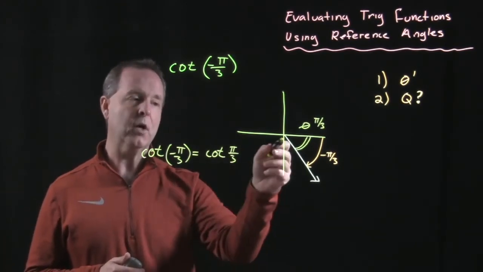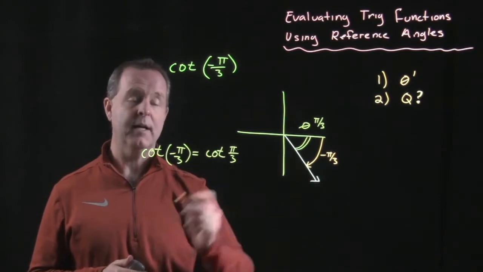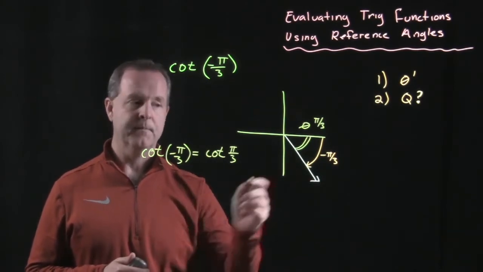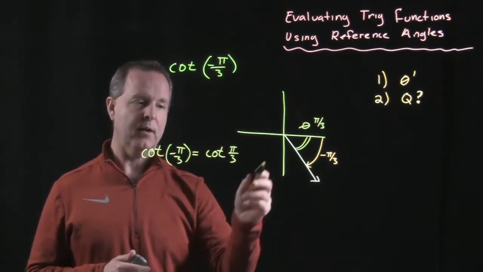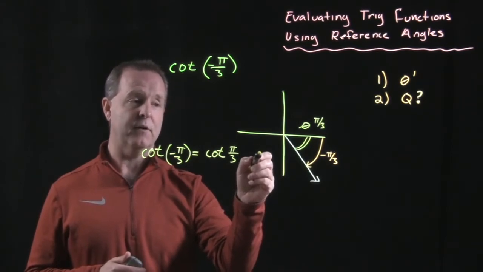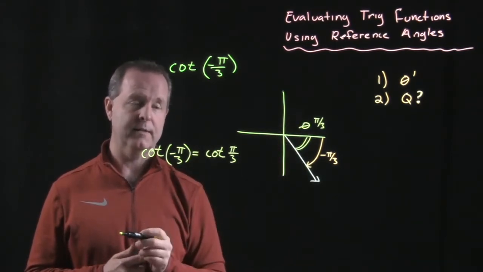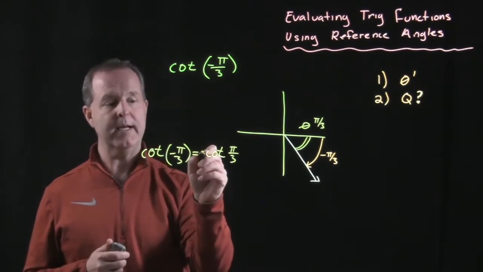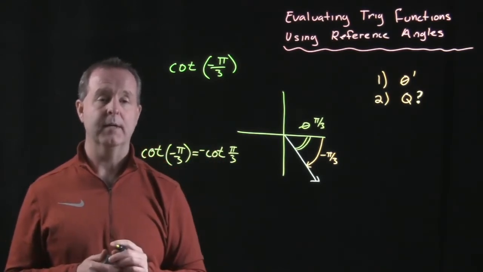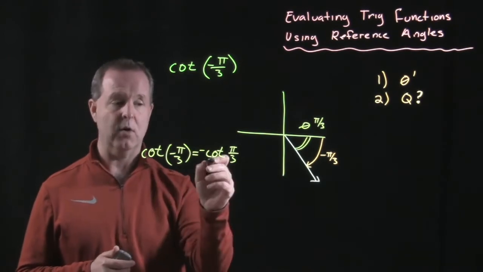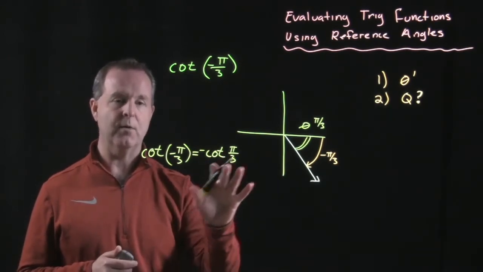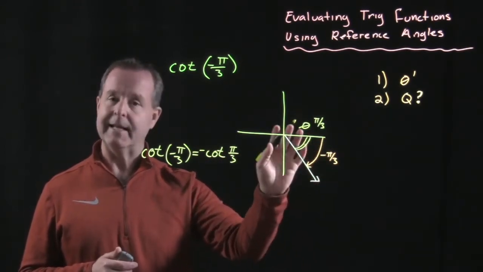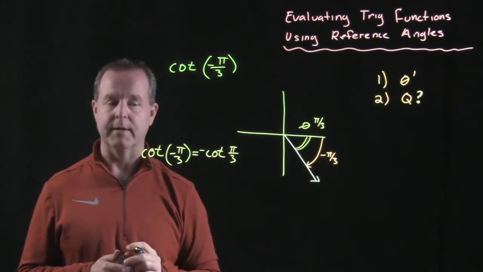What is the sign of the cotangent function in the fourth quadrant? Cotangent is only positive in the first and third quadrants. So in the fourth quadrant, the cotangent would be negative. So I need to insert a negative value prior to that cotangent function, because I know that my cotangent function is negative in the fourth quadrant.